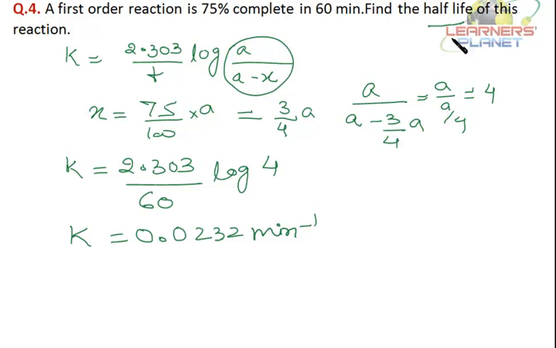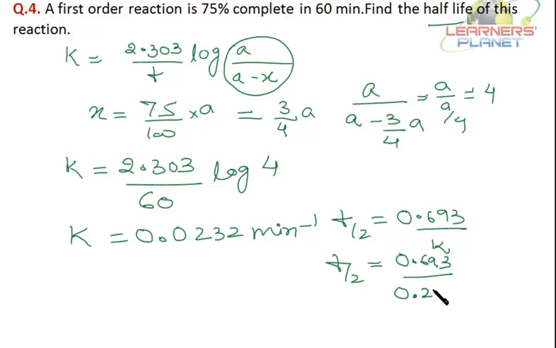Now what is asked? You're asked to find out the half-life of this reaction. Now what is half-life equal to? T half is equal to 0.693 by K. So T half will be equal to 0.693 by 0.0232, right? Now just solve this. When we solve this, we'll get the answer as 30 minutes. So this is the elaborate one. That is, you have to write the equation for the first order rate kinetics and put in the value, find out the value for K, and then find out the half-life.